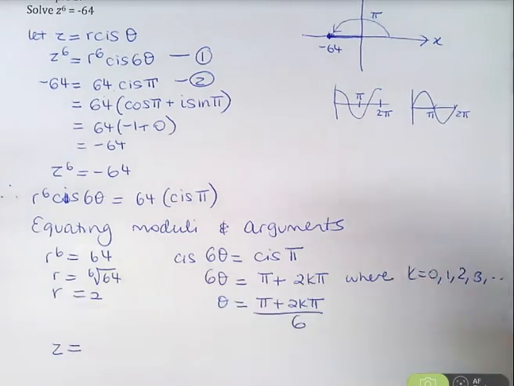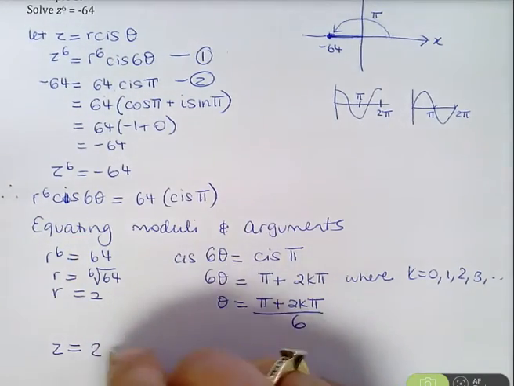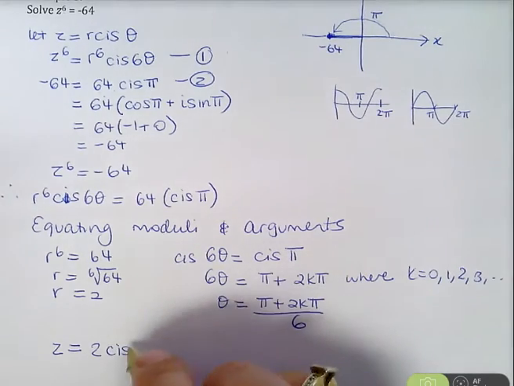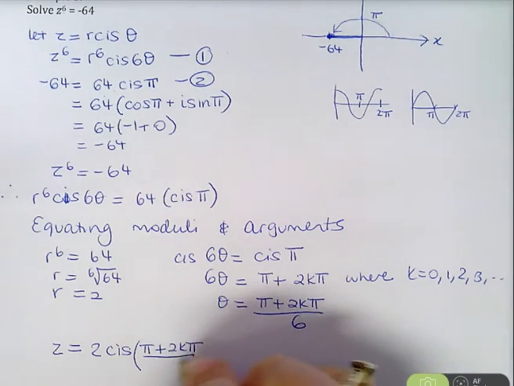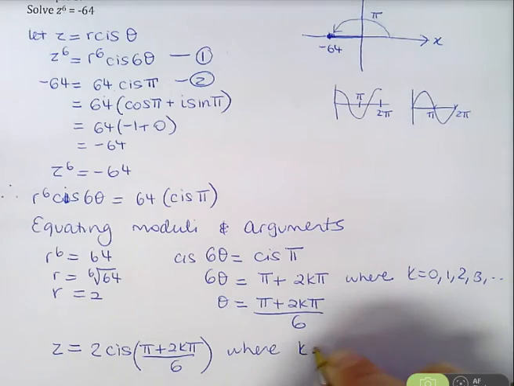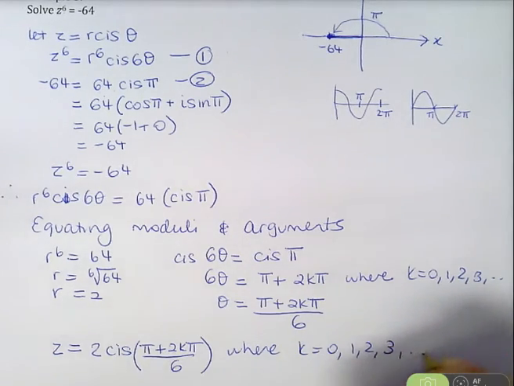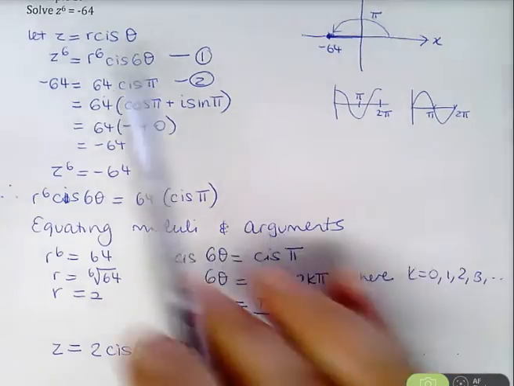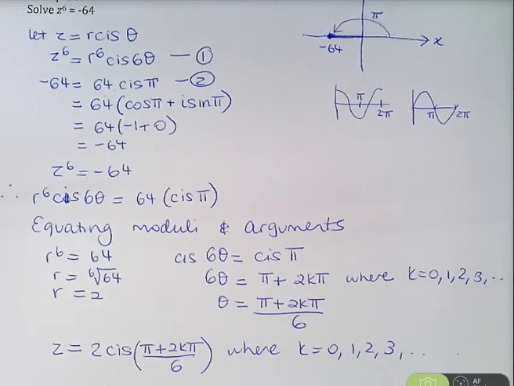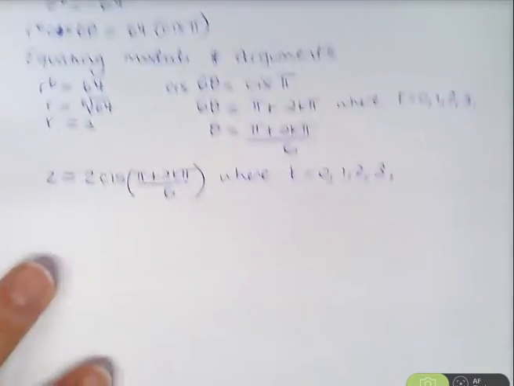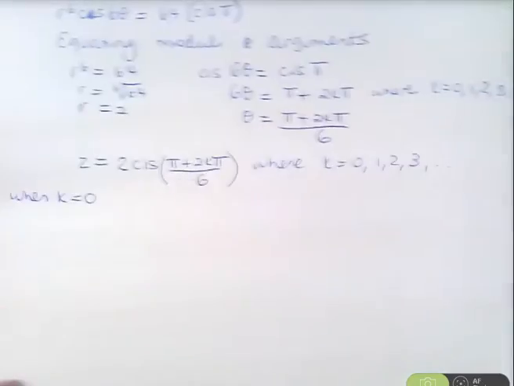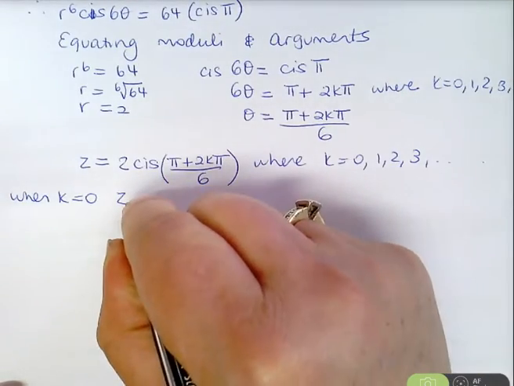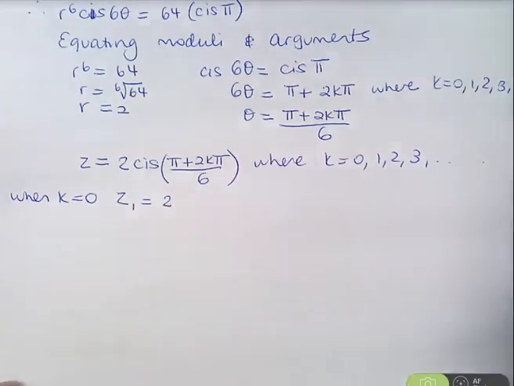So therefore z, remember z is defined as r cis theta, therefore z is 2 times cis theta, where theta is pi plus 2k pi over 6, where k is 0, 1, 2, 3, etc. Now, we know that we're going to have 6 roots, so we're going to have to find the first 6 roots that are different to each other. So now we start by substituting. When k is 0, we get z, I'll call it z1, my first root. No reason, just that it's the first root.